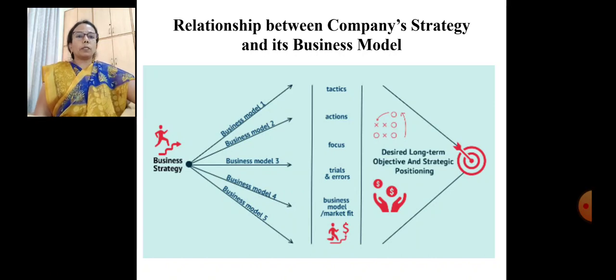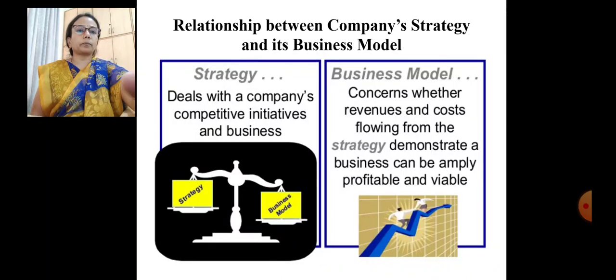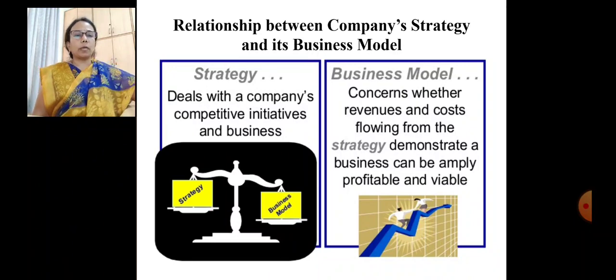Now coming to business model. As I said, the relationship between company strategy and business model: strategy deals with the company's competitive initiatives and business approaches, whereas the business model concerns whether the revenue and cost flowing from the strategy demonstrate the business can be amply profitable and viable.